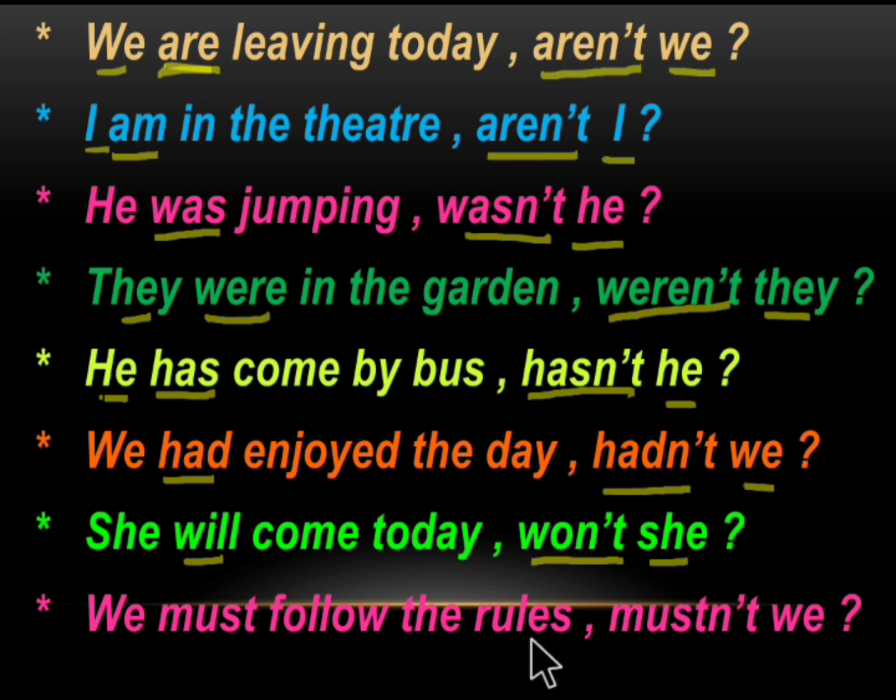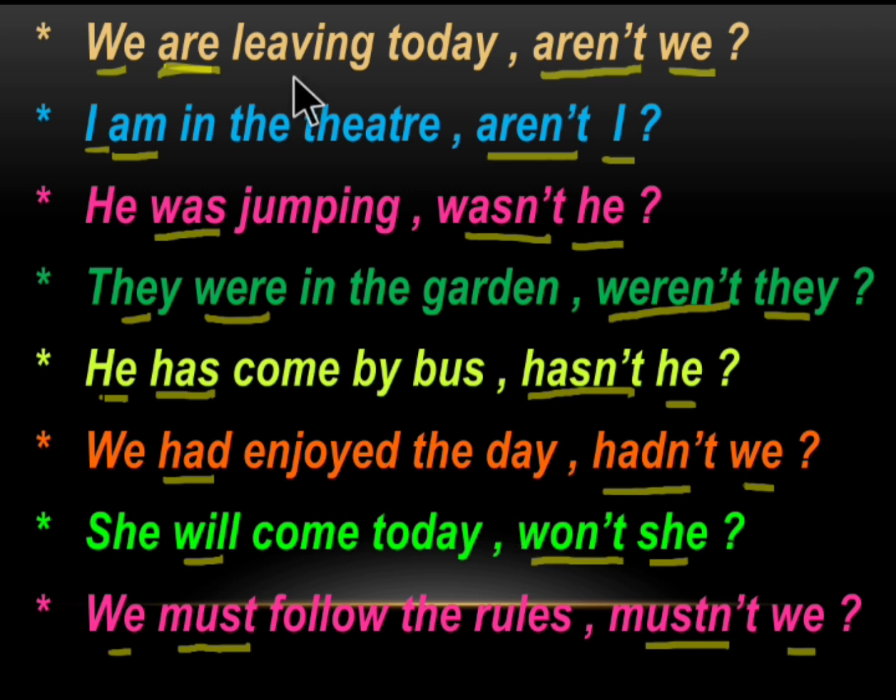We must follow the rules. Must is the auxiliary verb. Follow is the main verb. Must plus not. The contraction is mustn't. We is the pronoun, so we use we. Mustn't we?